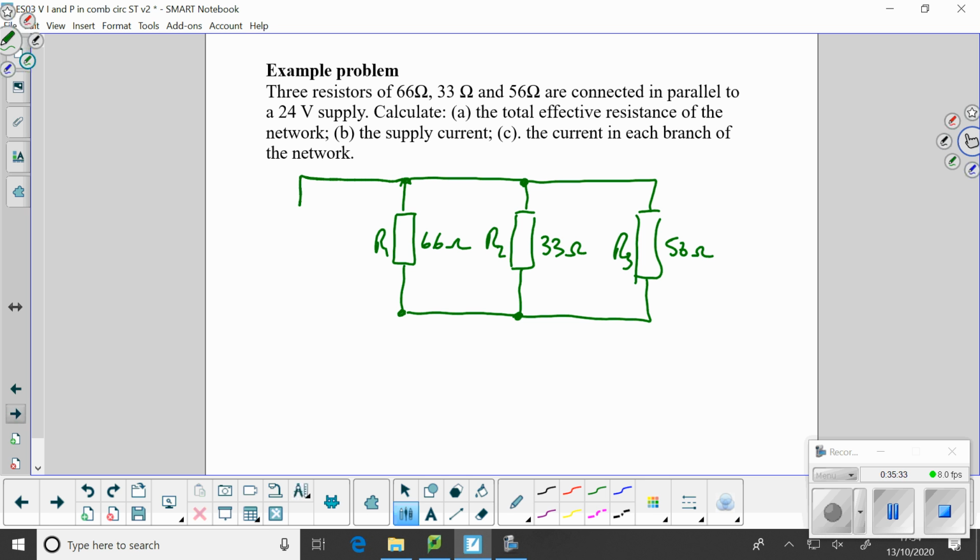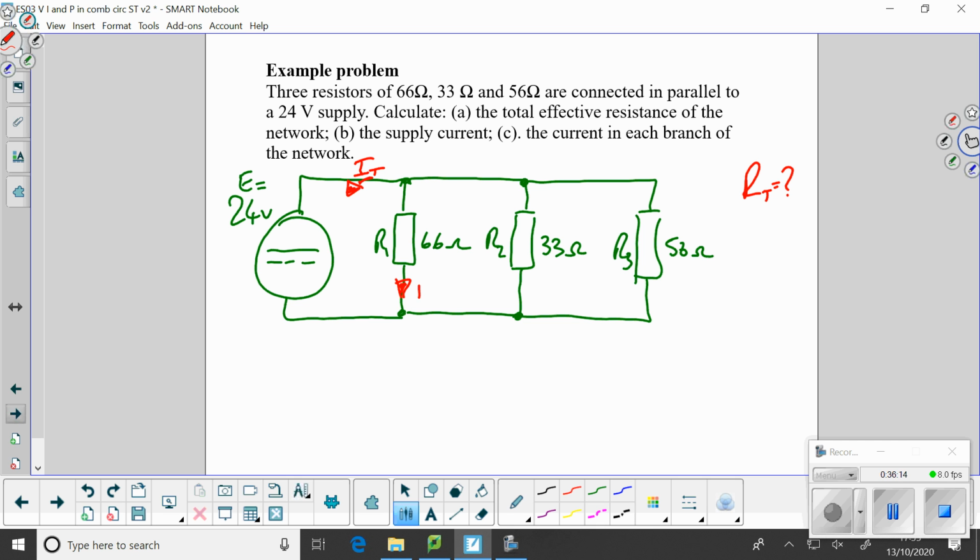The supply voltage E equals 24 volts. Calculate the total resistance. RT is a question mark. Calculate the supply current. So that's this one in here, IT. And calculate the current in each branch.